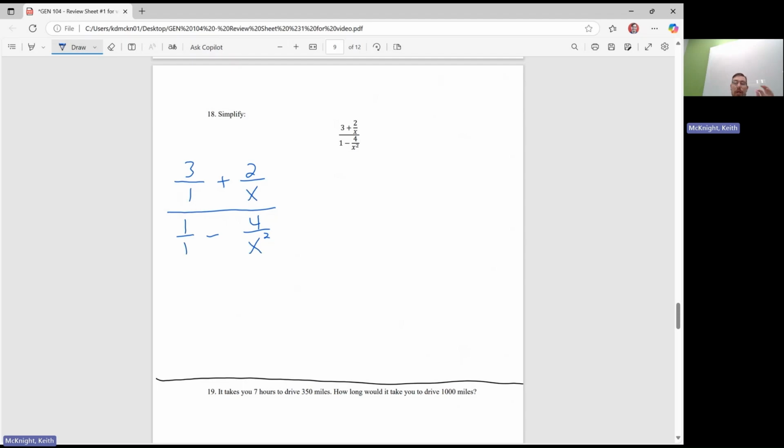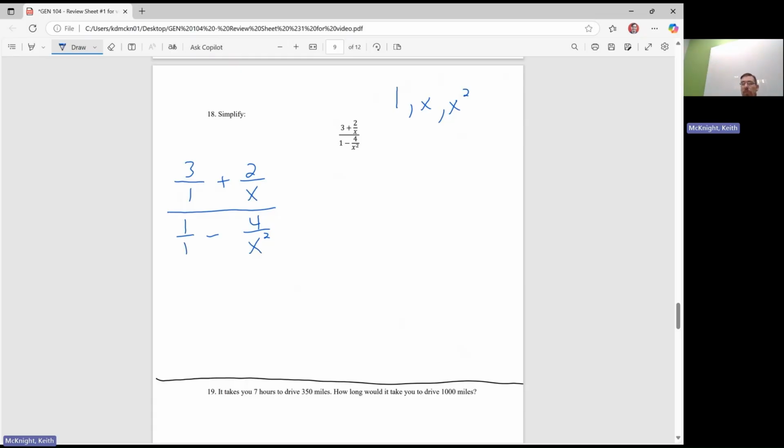So we're going to look at the bottoms of our little fractions. The bottoms of our little fractions will be 1, x, and x squared. That's the 3 different bottoms that we see. We need to find our common denominator, or our least common multiple of these 3 things.